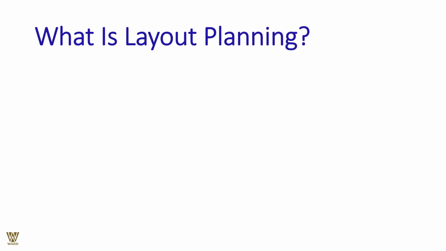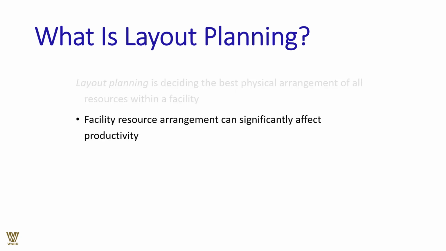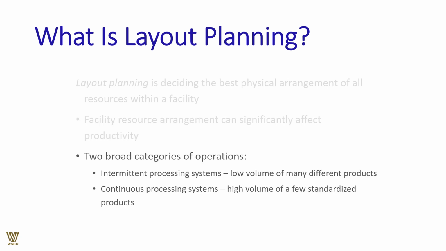So let us begin with what is layout planning. Definitely, this is one of the points that we need to cover. Layout planning is deciding the best physical arrangement for the resources within a facility. Physical arrangement, why? Because that means less movement of workers, less spillage of materials, and so on and so forth. So in a way, if we can design it where there is less wastage and less effort to be put in, it just optimizes our productivity or production facility. Facility resource arrangement can significantly affect productivity, as I have already stated to you.